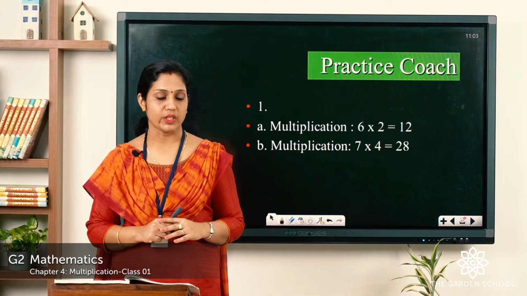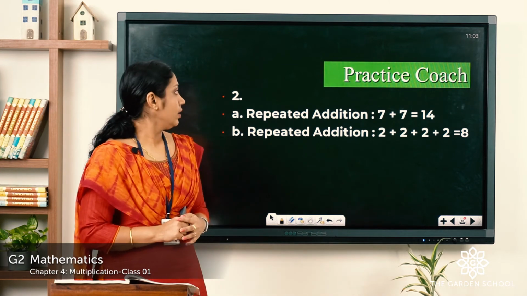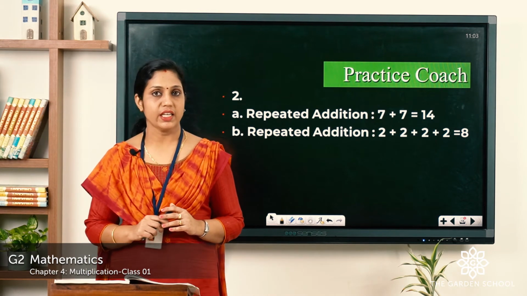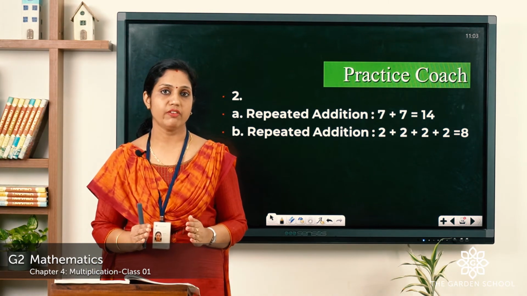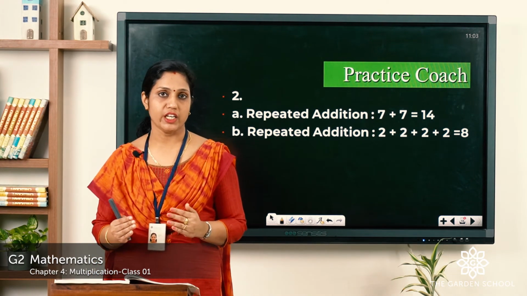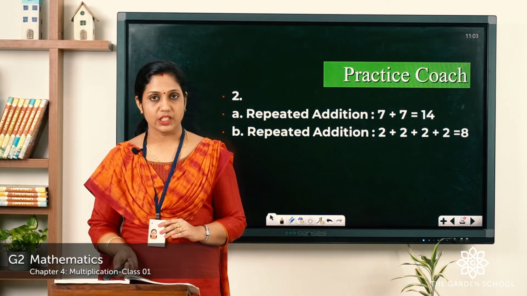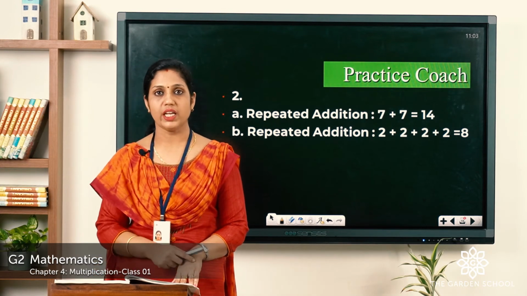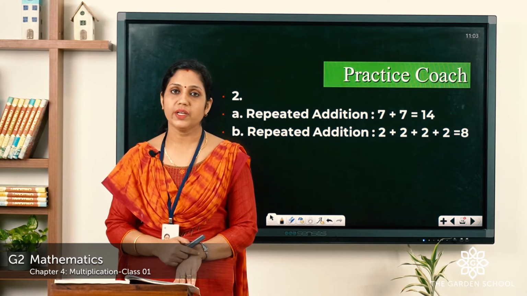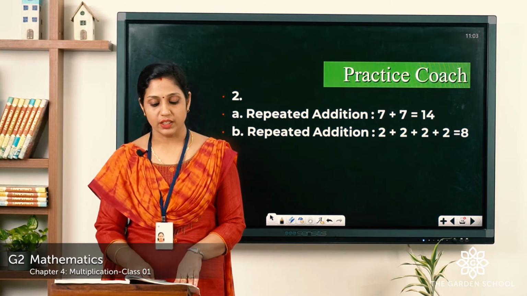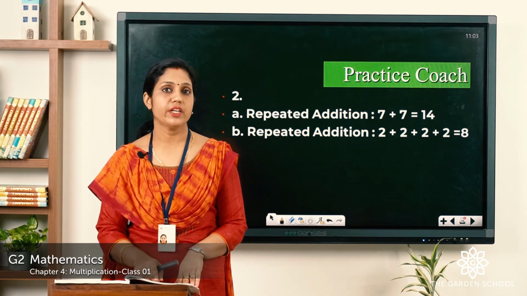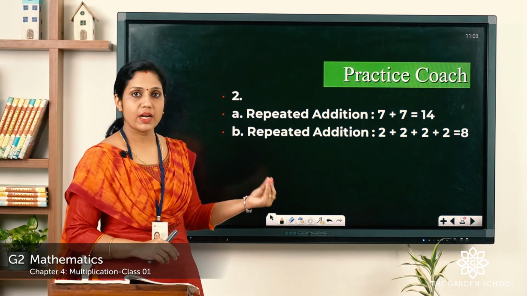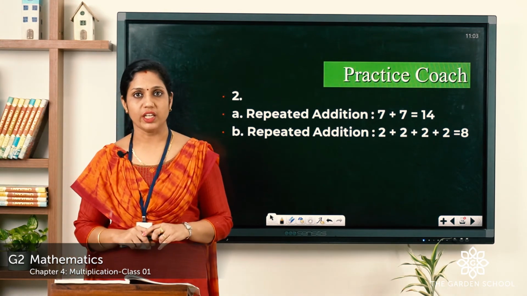Moving on to the second question. Write repeated additions for the following multiplication facts. Here the multiplication fact has been given and we have to write the repeated addition form for this. The first question, A, 2 into 7 is equal to 14. So how can we write this in the repeated addition form? Here the number 7 has been repeated 2 times. So we can write it as 7 plus 7 is equal to 14.